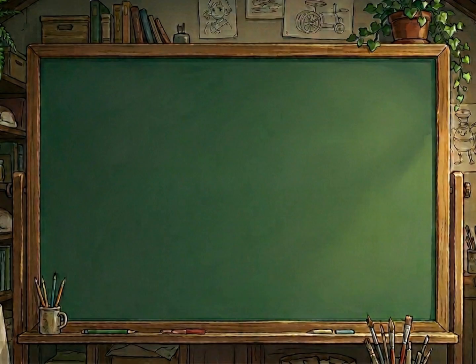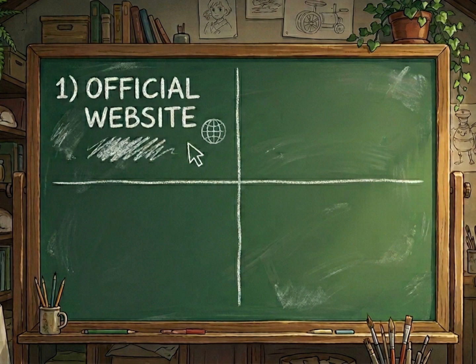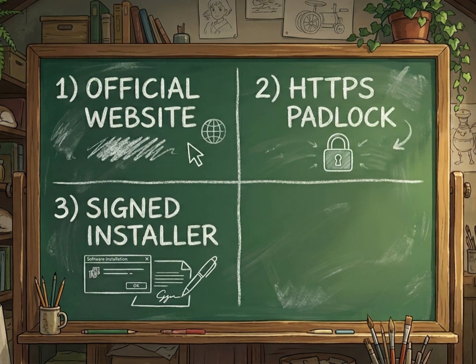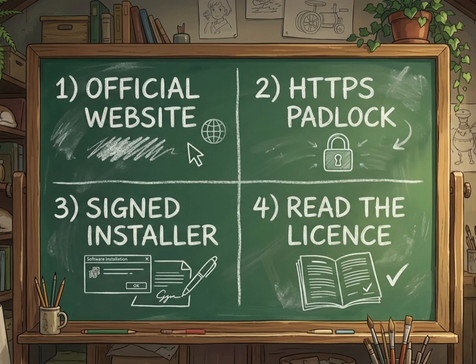Before installing anything, 1. Official website. 2. HTTPS padlock. 3. Signed installer. 4. Read the license. Follow these 4 steps and you'll avoid 99% of software problems.